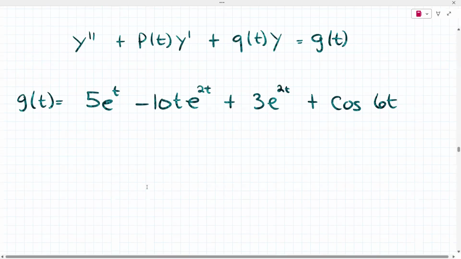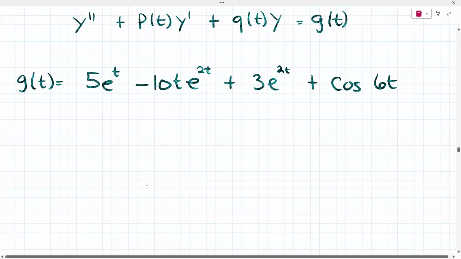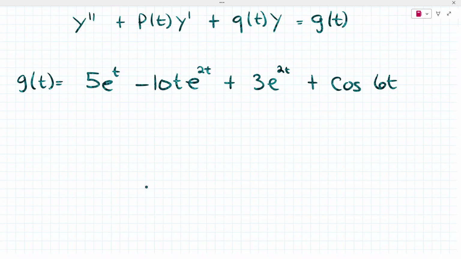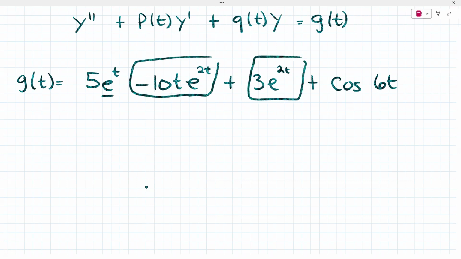So what can we do? It looks like we have, I think we could combine some stuff, right? We have an e here, an e there, and an e there. Or actually, we can combine these two terms, the negative 10t e to the 2t and the 3e to the 2t. Can we combine them? Because they both have e to the 2t, right?